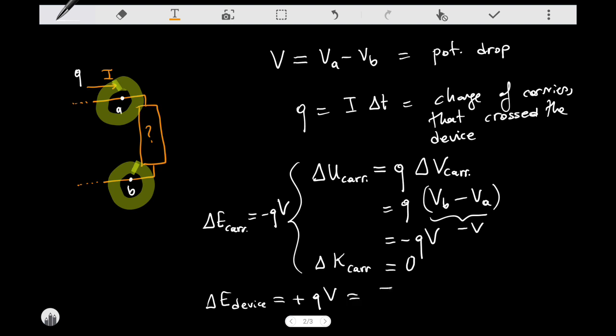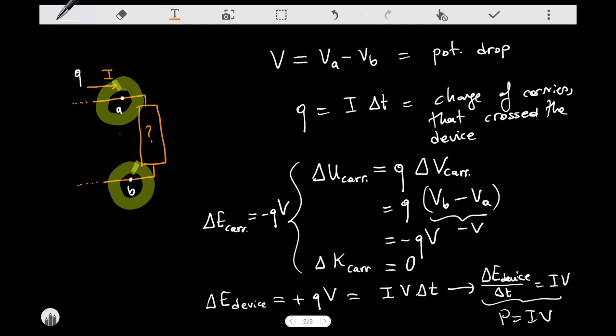If I write it in terms of the current, this is IV times delta T. So let me write it in terms of the delta: delta E device divided by delta T is equal to I times V. And that's what we have called the power. That's the proof of that relationship.